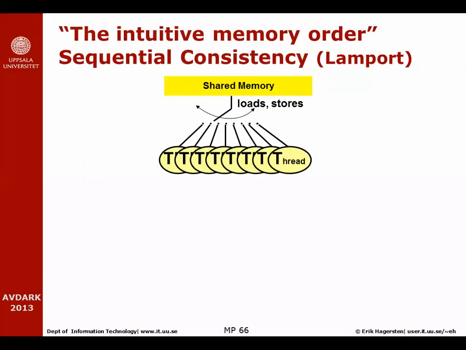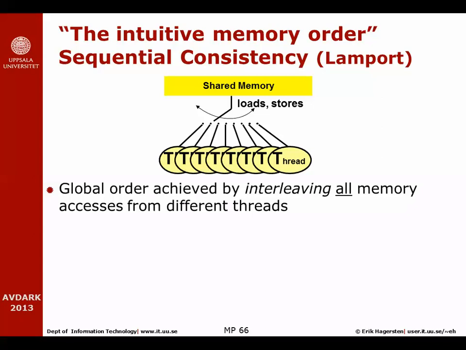This is exactly the kind of semantics that you have in sequential consistency. Sequential consistency was the first memory model, or memory order, that was ever defined, by Leslie Lamport, who has done many other things, like writing LaTeX and so on. And Leslie Lamport says that sequential consistency is the global order you achieve by interleaving all memory accesses from all different threads.